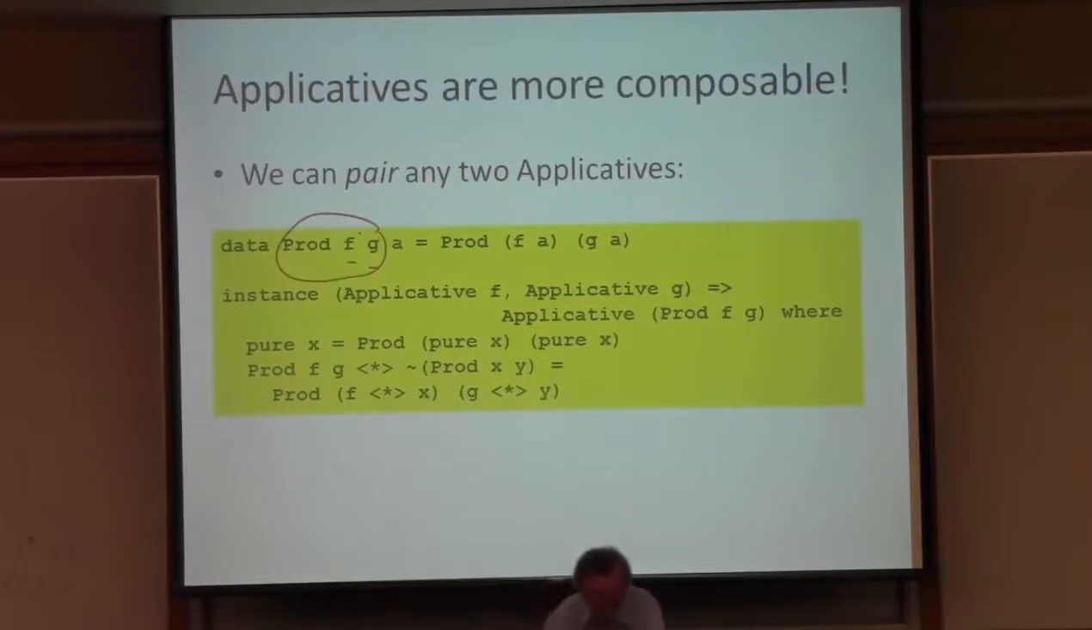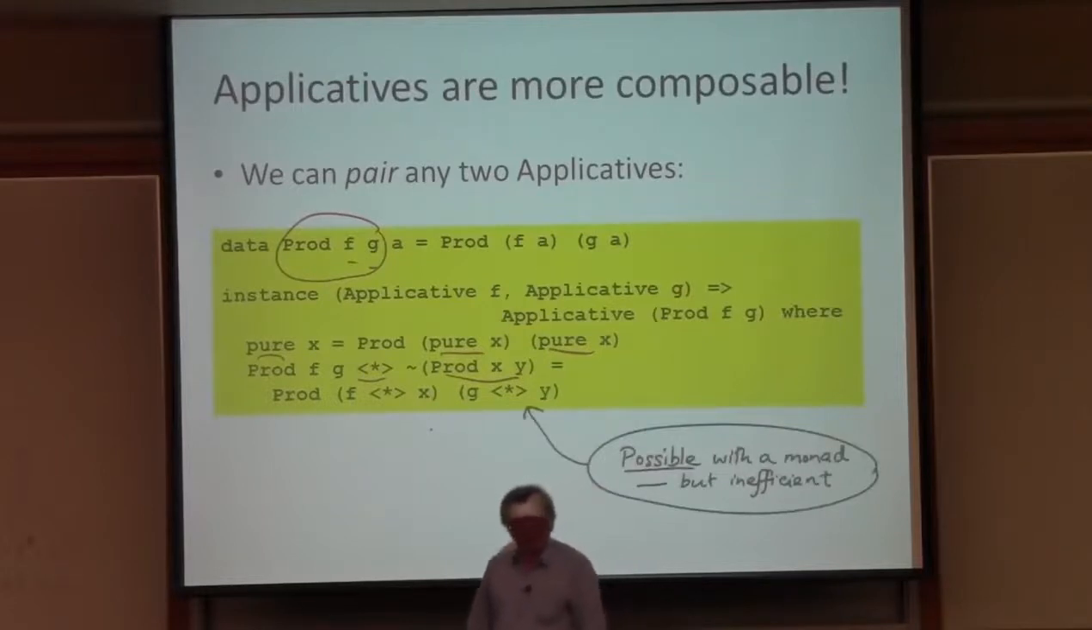How can I convince you of that? By showing you the instance declaration, as usual. So how do I make a pure x? Well, I just make a pure x in each of the functors and pair them up. How do I apply prod f g to prod x y? Well, I just apply f to x and g to y and pair them up. It's very easy.